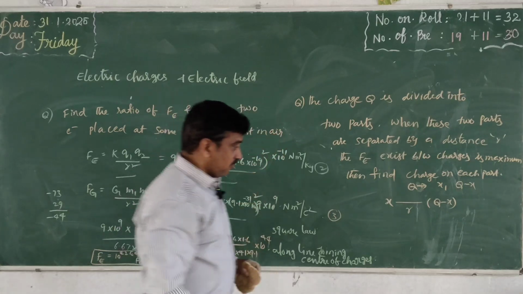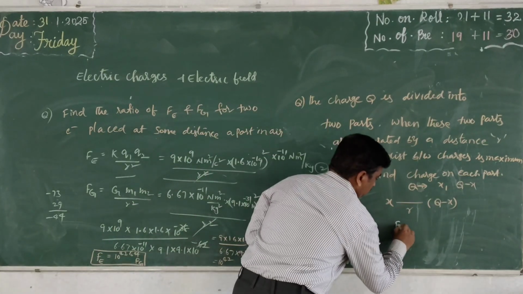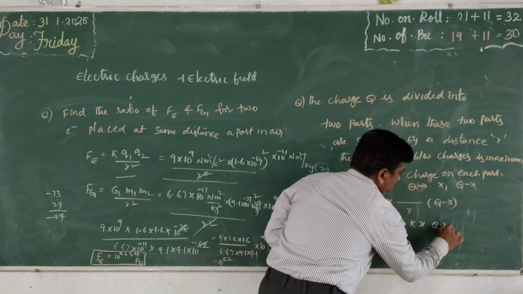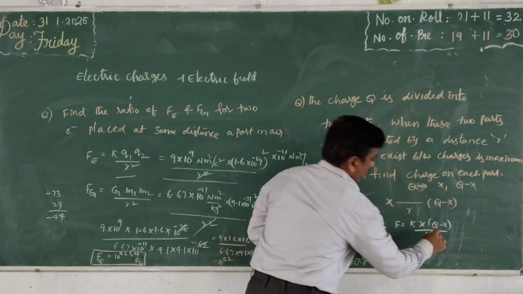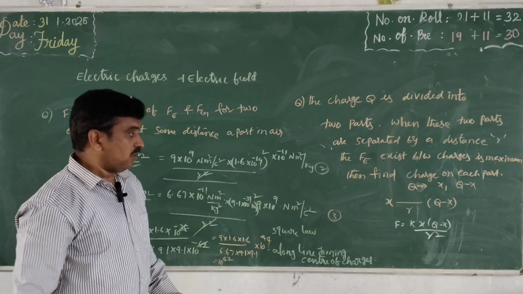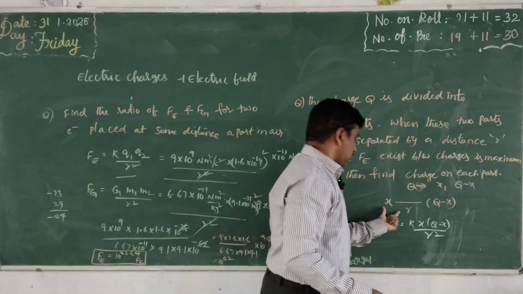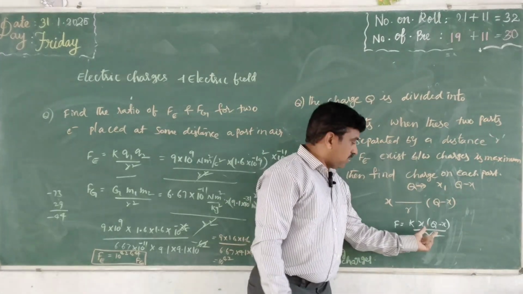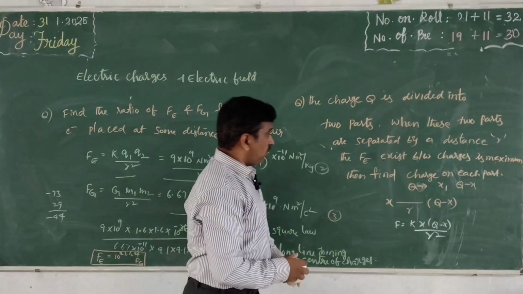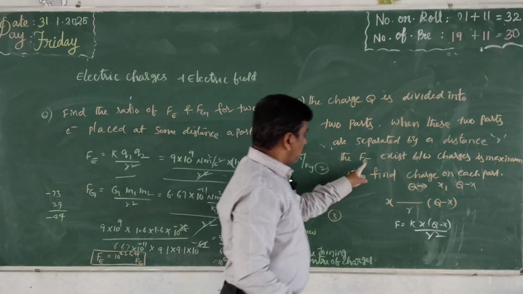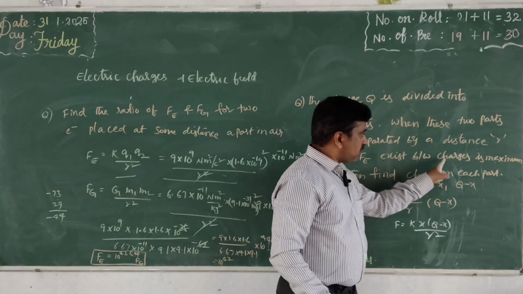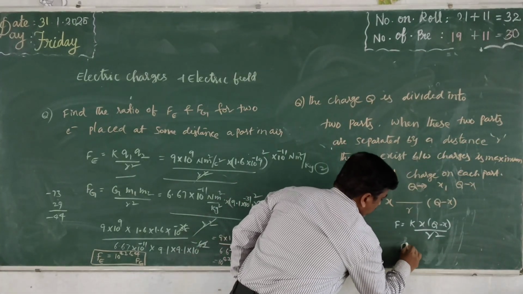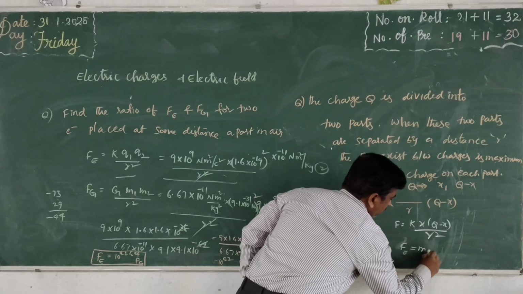What is the force that exists between them now? F equal to k x into q minus x by r square. This is the force between the first part and the second part. First part is x, second part is q minus x. What did they say now? The electrostatic force between the charges is maximum. So here the electrostatic force is maximum.